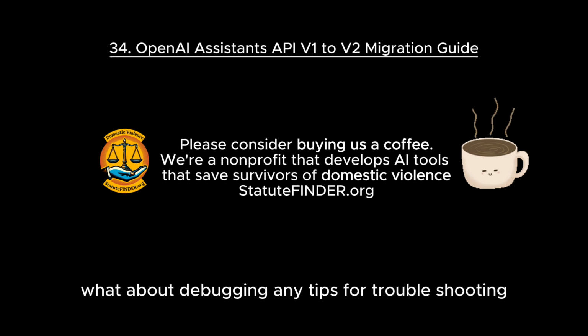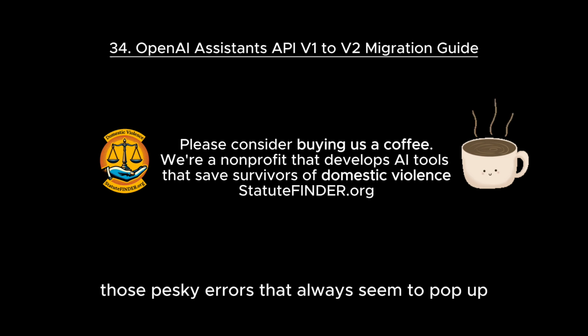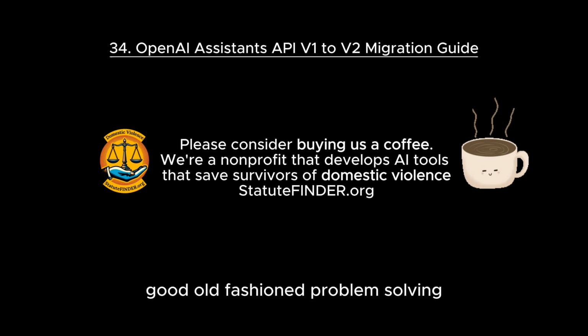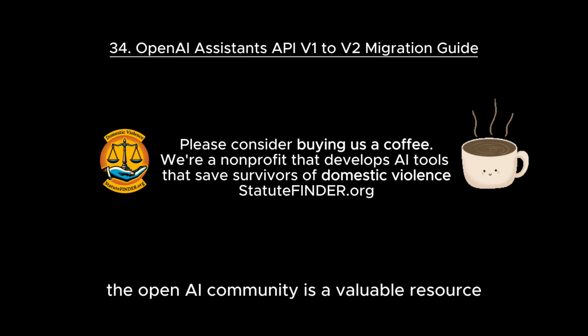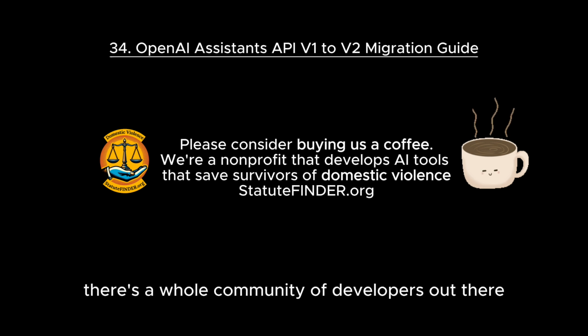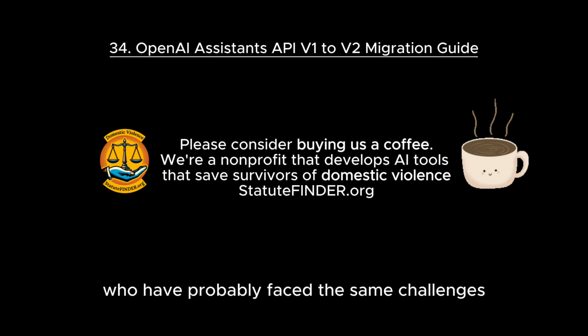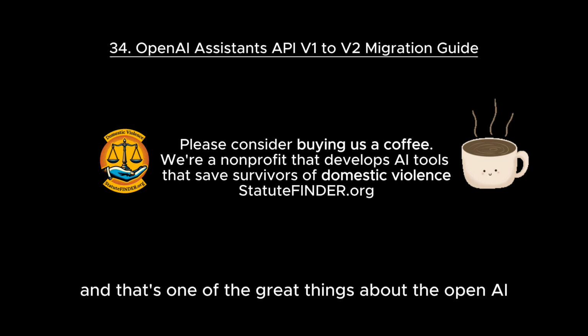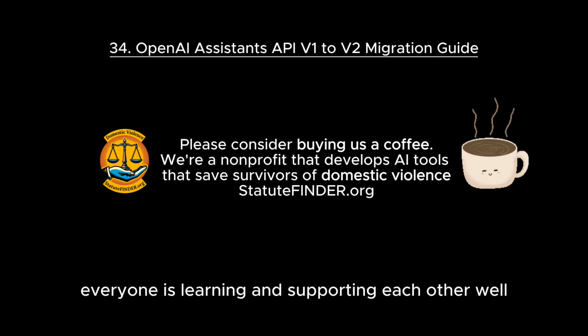What about debugging? Any tips for troubleshooting those pesky errors that always seem to pop up at the worst possible time? When it comes to debugging, good old-fashioned problem-solving skills are your best asset. Carefully examine your code, identify potential issues, and test your solutions methodically. And remember, the OpenAI community is a valuable resource. Don't hesitate to reach out for help if you get stuck. That's reassuring. I know there's a whole community of developers out there who have probably faced the same challenges. It's good to know I'm not alone in this journey. You're definitely not alone, and that's one of the great things about the OpenAI community. Everyone is learning and supporting each other.